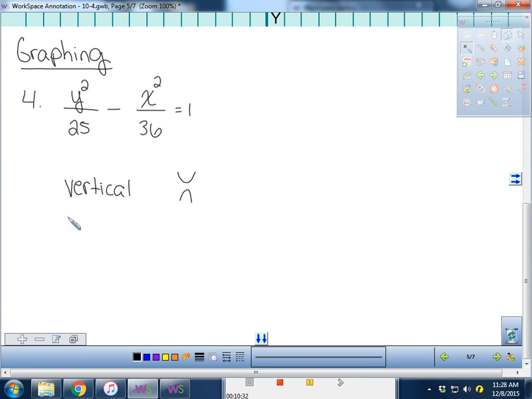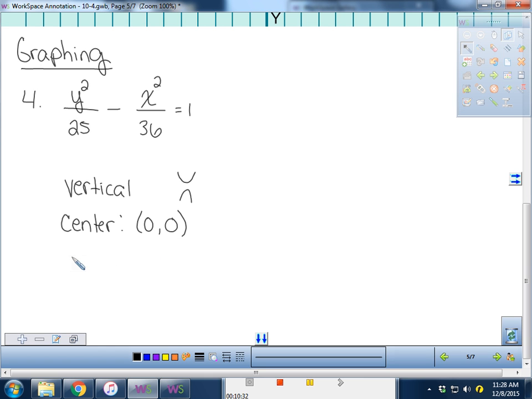All right, I'm going to identify my center. Well, I get the x from the x and the y from the y. So if I look right here, there's no number with this x, so that's going to be 0, comma. There's no number with this y, so 0.